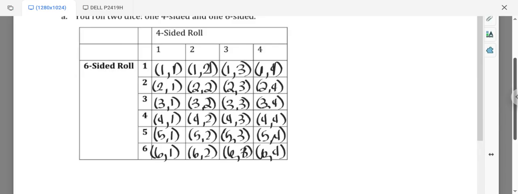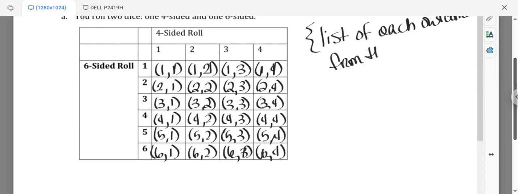So again, identify the sample spaces. What that means is we would actually list each outcome from the table. So if you are actually listing the sample space of this, you would list all 24 of those combinations there. Okay? We're not going to do that.